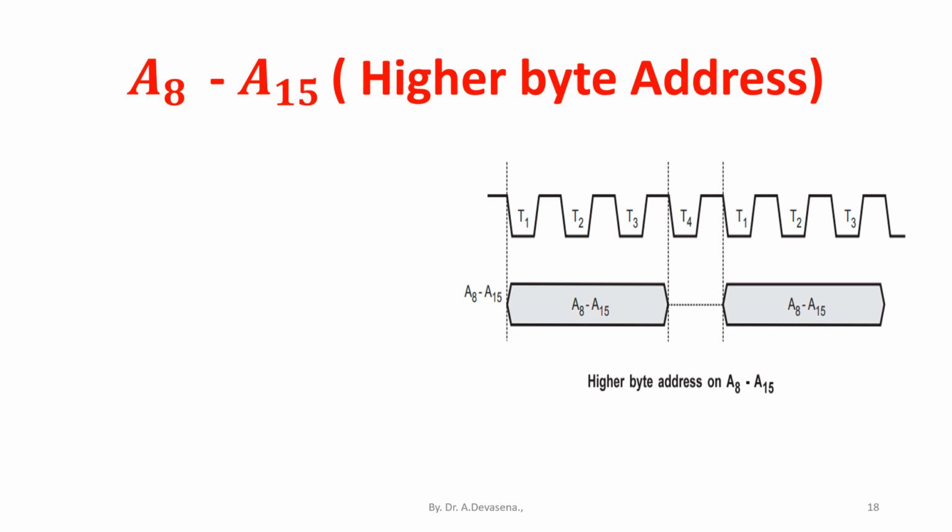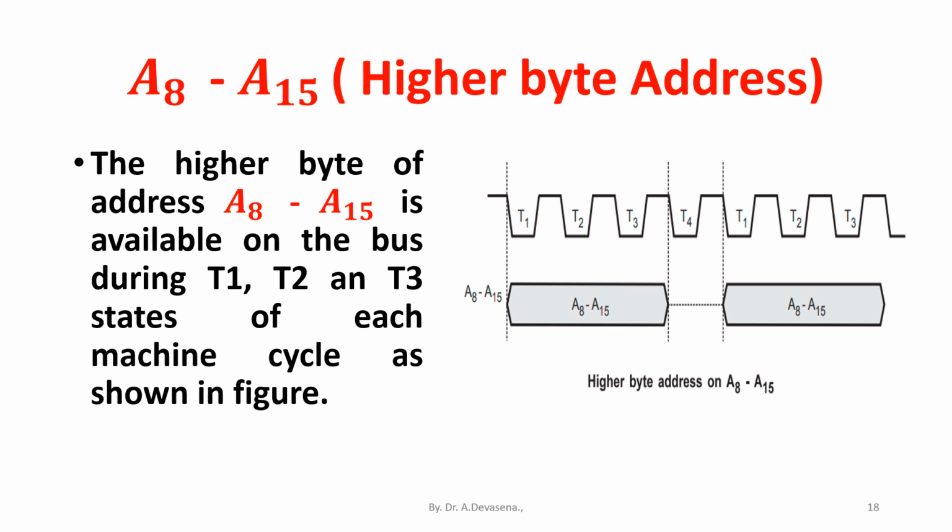A8 to A15, higher byte address. The higher byte of the address is available on the A8 to A15 bus during T1, T2 and T3 states of each machine cycle, as shown in the figure.